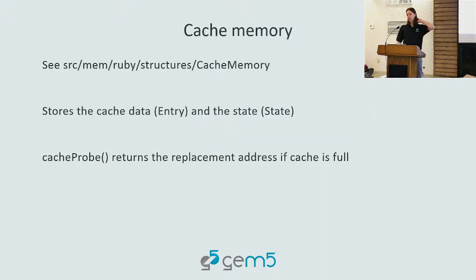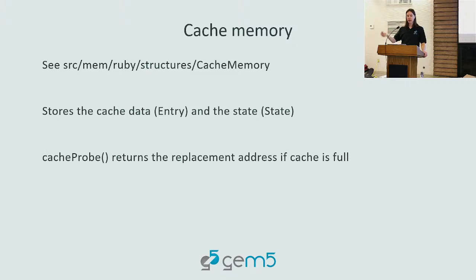Okay, so a bit on cache memory. You can look at the implementation in Ruby structures cache memory. The cache memory stores the data. It stores entries as well as the state for each entry, just like a cache. One of the nice things about Ruby and SLICC is that every single protocol can define what an entry looks like. So you can have a 64-byte block entry, or in a compressed cache, the entry might be much more complex. It might have sectors. You can implement a sector cache. You could also implement entries that cover big regions or things like that.